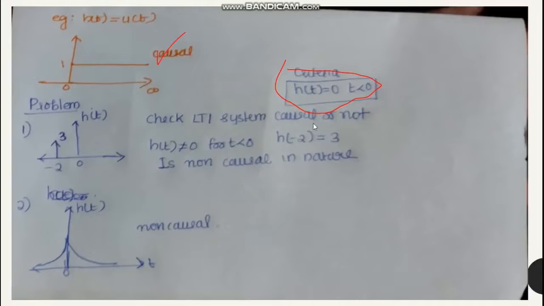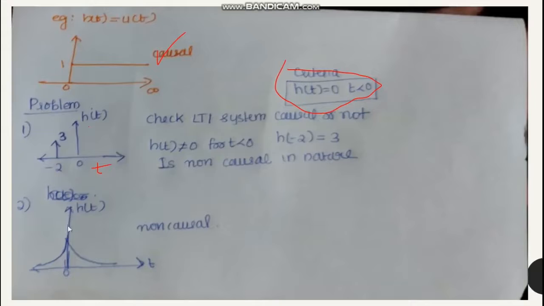Now check whether this LTI system is causal or not. So we are given h(t) which is an impulse signal at minus 2 with a strength 3. As you can see, for t less than 0, our h(t) is not equal to 0. So we can say that this is a non-causal system, or this system is not causal.